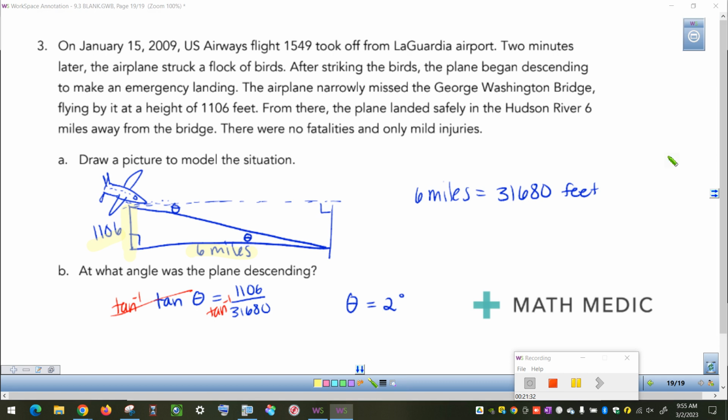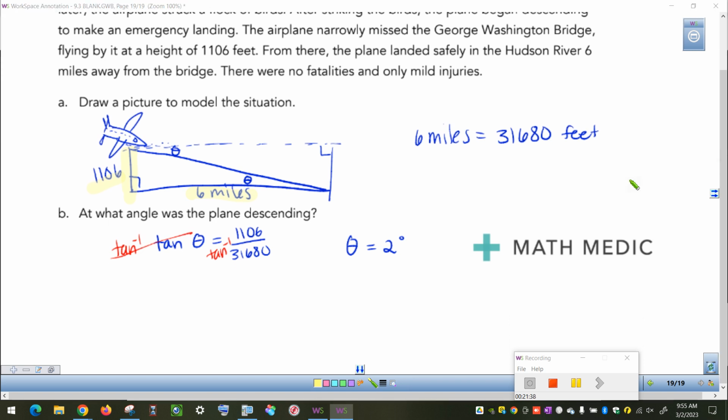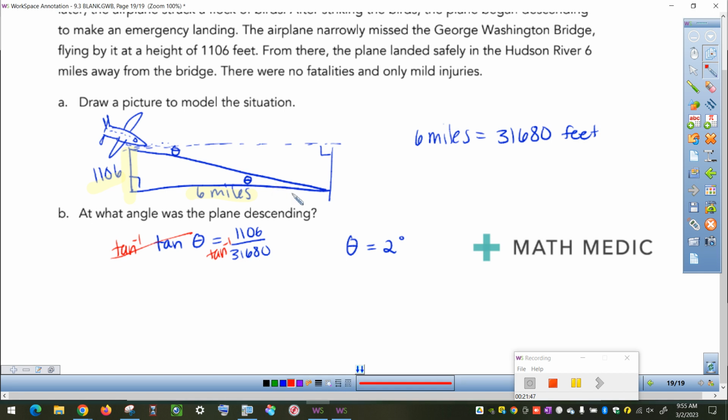At what angle was the plane descending? All right, so the angle that the plane was descending here. If we take a look at the side lengths that were given, from where this angle is positioned, so I'm going to think about putting a star right here, the 1106 is our opposite side. The 6 miles down here is the adjacent side. So if we think about SOHCAHTOA, what's going to relate opposite and adjacent is tan. So we have the tan of our angle is equal to opposite over adjacent.